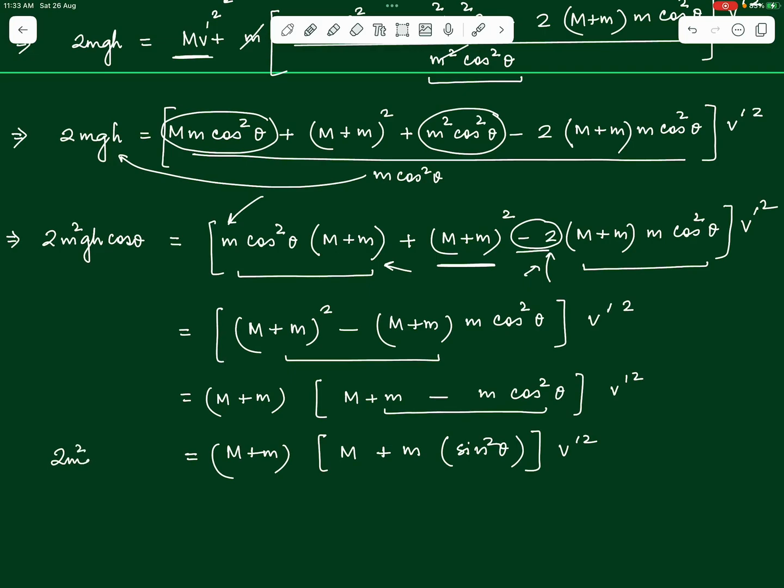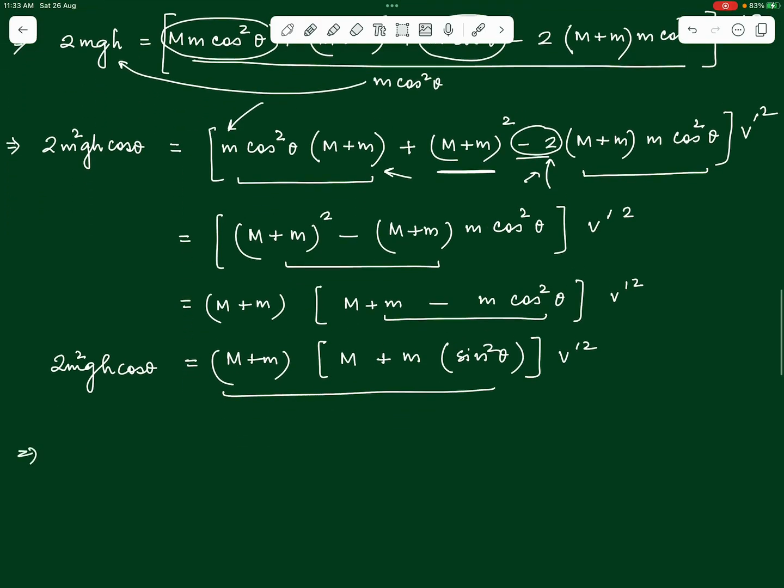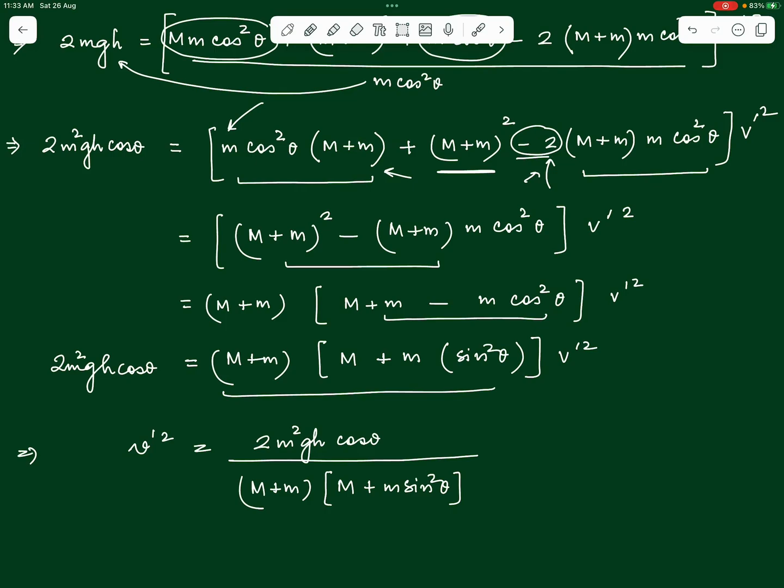And we are done. Now, all we need to do is take this whole expression to the other side to get the value of v dash squared. So we will get v dash squared is equal to 2 m squared g h into cos theta whole divided by (M + m) into (M + m sin squared theta). And now, this is the value of v dash squared. So, to get the value of v dash, all we need to do is take the square root on both the sides, so that we get v dash is equal to square root of this whole term, and that is our final answer.